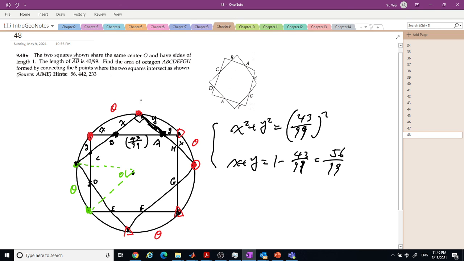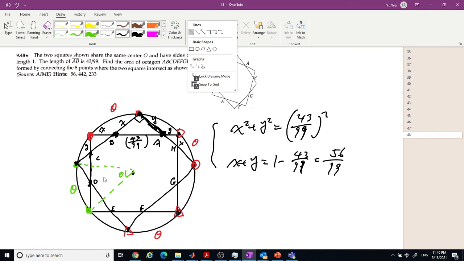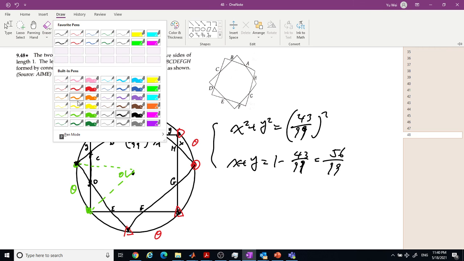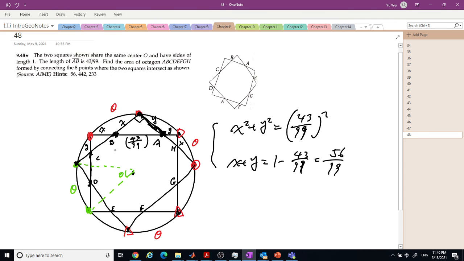Okay, so the question is asking us what is the area of this octagon. You can see the octagon is the square with these four triangles taken out, and they are congruent.